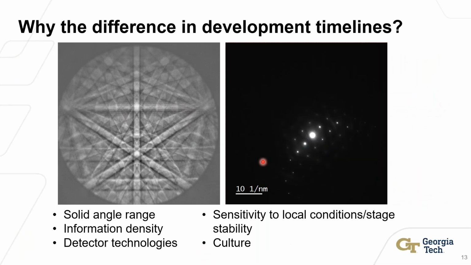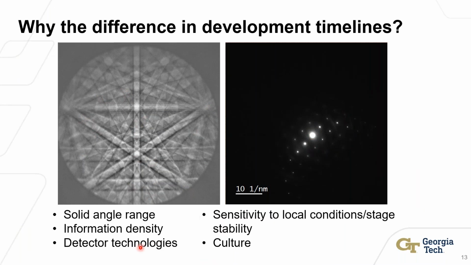There are a number of reasons for this delayed development in the TEM community compared to the EBSD community or SEM community. One of the reasons is just the solid angle range that you're looking at. So in the TEM, you're looking really just at one zone axis, whereas in EBSD, you have multiple zone axes contained in a single diffraction pattern. Information density is very different, so you can see the richness of information in an EBSD pattern compared to a TEM diffraction pattern, where you're limited to just a handful of diffraction spots typically for mapping orientation.